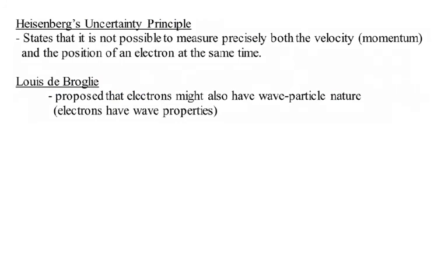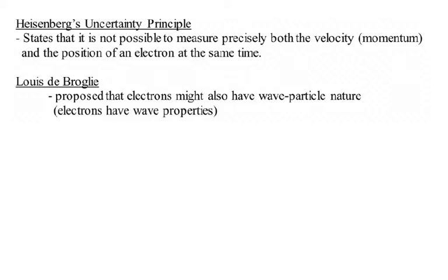Now, there's two other principles before we get to the quantum mechanical model. Heisenberg was a scientist who came up with the uncertainty principle. And this principle states that it is not possible to measure both the velocity or the momentum of an electron and its position simultaneously. So once you try to measure the position of an electron, it has already moved somewhere else. It's impossible to calculate the two of them at the same time. And because that cannot be done simultaneously, it's known as the uncertainty principle by Heisenberg.